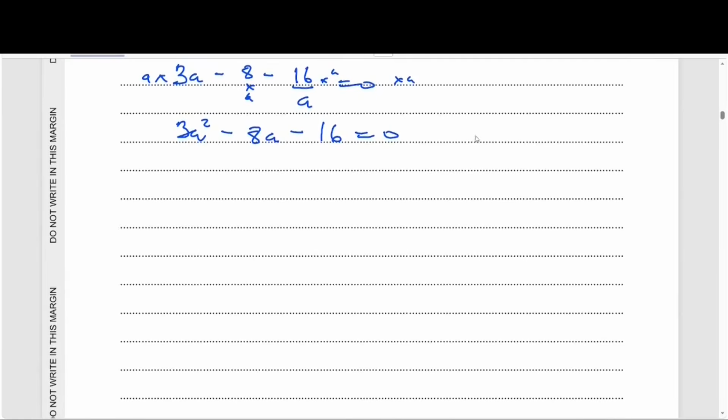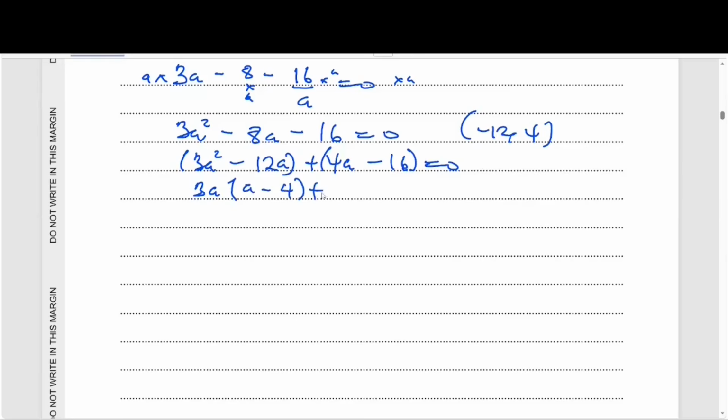So a times c is negative 48, and then we have negative 12 and 4. That will give us negative 8. So 3a squared minus 12a, then plus 4a minus 16 is equal to 0. We pair them and then we factorize. So 3a is a common factor to both terms. Then we have a in here minus 4. Then 4 is a common factor in the second bracket. 4a divided by 4 is a, minus 16 divided by 4 is 4, is equal to 0.